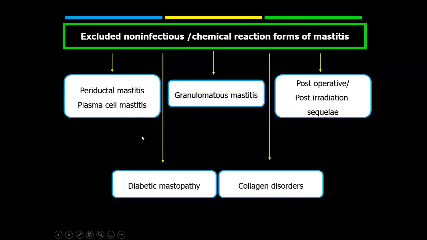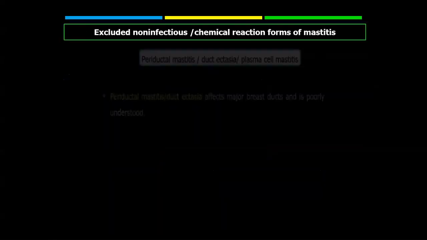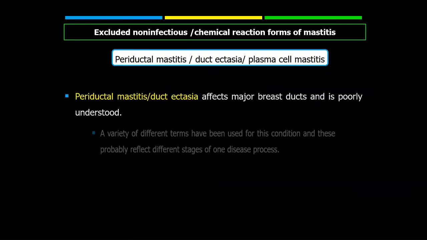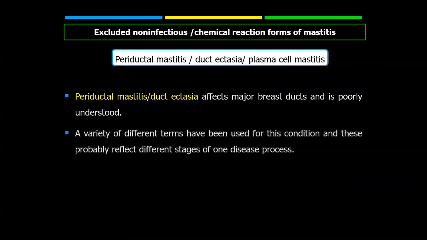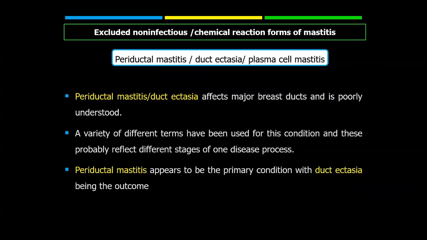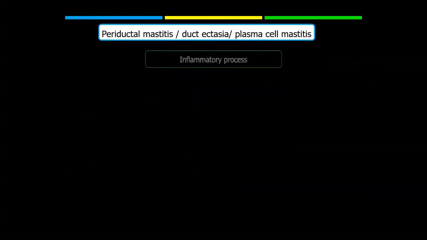And actually, these lesions altogether occur either due to chemical irritation of the breast or due to a secondary autoimmune reaction. The periductal mastitis or ductectasia affects major ducts and is poorly understood. A variety of different terms have been used for this condition, and these probably reflect different stages of one disease process. Periductal mastitis appears to be the primary condition, with ductectasia being the outcome.